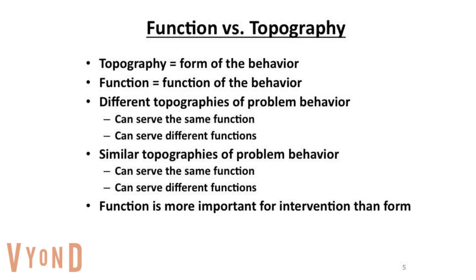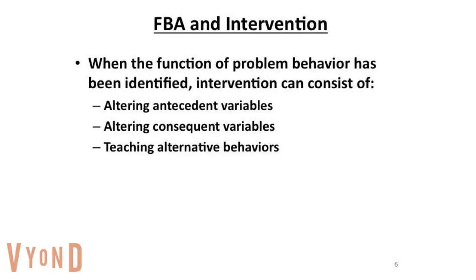But overall, the function is more important for intervention than form, right? Because once we know why they're exhibiting that behavior, we can identify the replacement behavior, and the replacement behavior has to match the function of the behavior. So a functional behavior assessment allows us to find the function of the behavior, which can then help us identify the appropriate interventions for a problem behavior. Those interventions can look like altering or changing antecedent variables, altering consequent variables, and then teaching alternative behaviors.